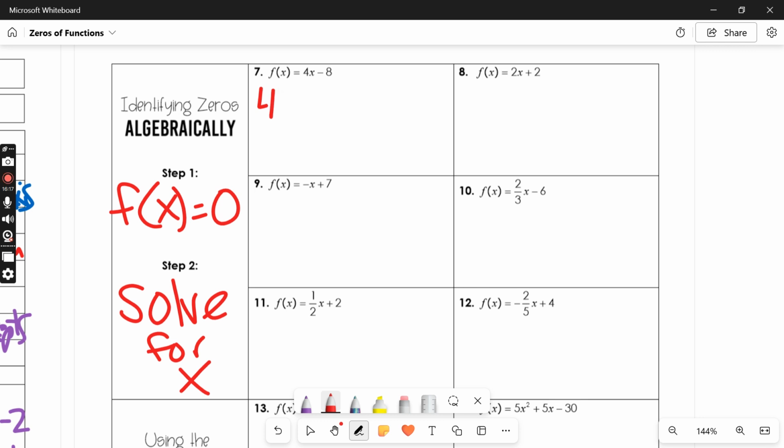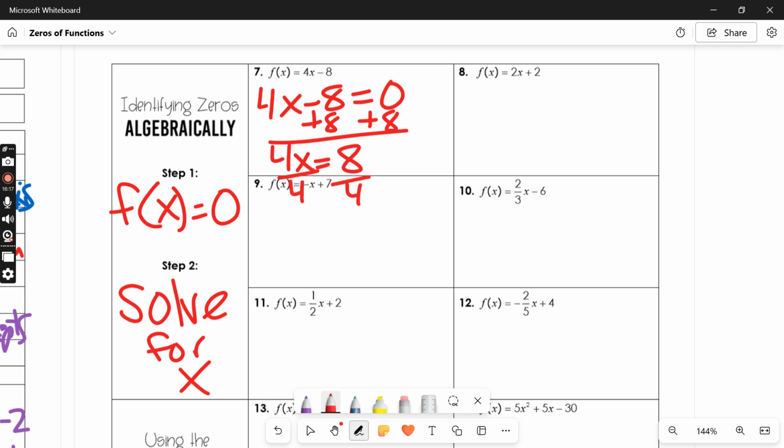On number 7, we're going to say 4x minus 8 equals 0. And then we're going to solve that. I'm going to add 8 to both sides. So I have 4x equals 8. Divide both sides by 4. So I have x equals 2.